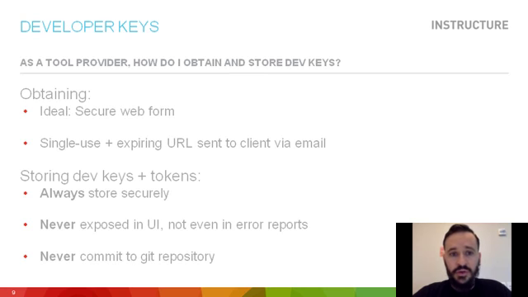And then storage: always store that developer key securely, along with the tokens that are generated from it. Don't put it in a Google Sheet. Things like that are just not good practice. And just never expose it in the UI.